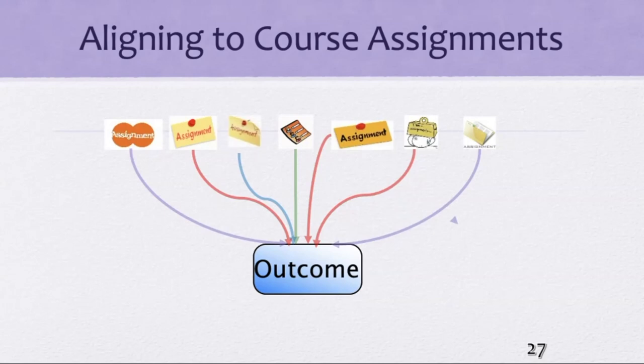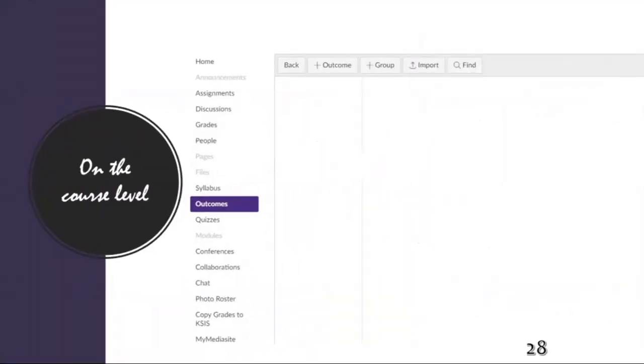Then faculty build it into their assignments. Then they simply score it as they do across their assignments. Then it automatically pulls these particular scores into the outcome category on the program, college, or institution level. So on the course level, what does it look like for a faculty member?